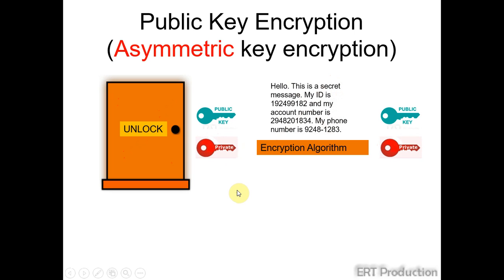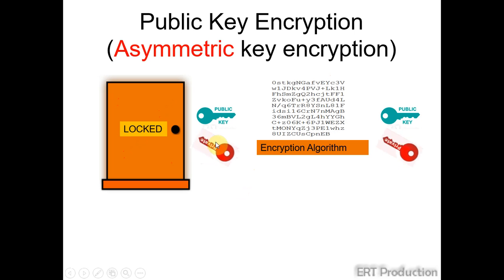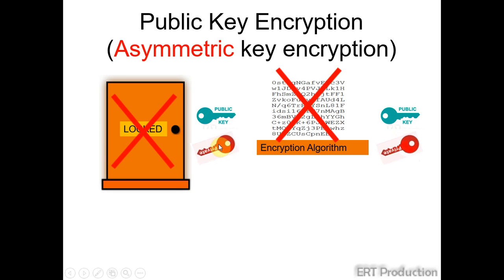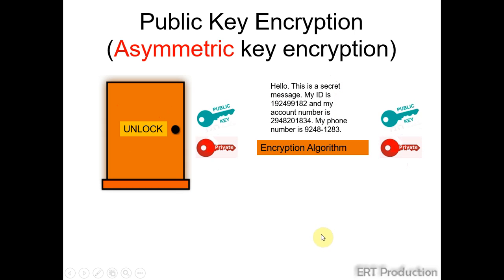On the other hand, if this time you use the private key to lock the door or encrypt the data, you can't use the same key to unlock or decrypt. You need to use the public key to unlock or decrypt. Since both locking and unlocking require different keys, we call this asymmetric key encryption.